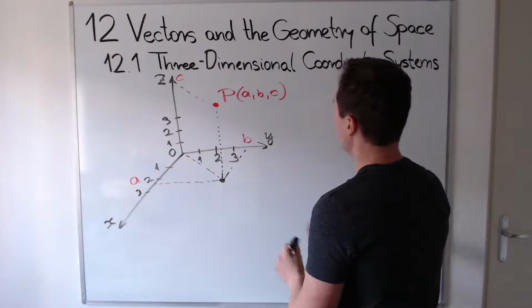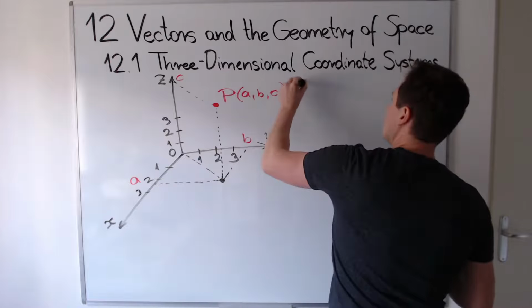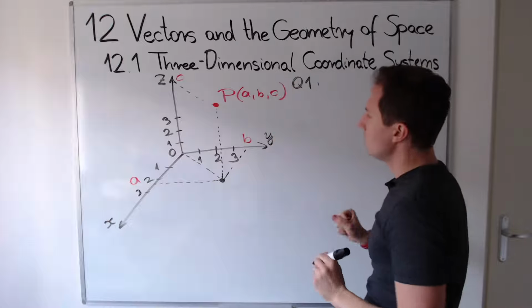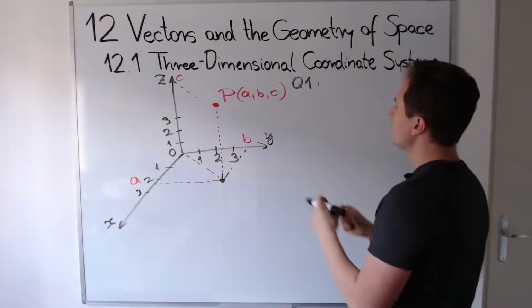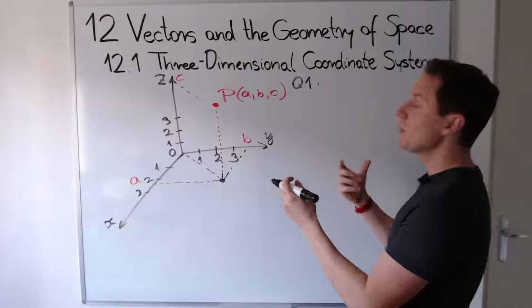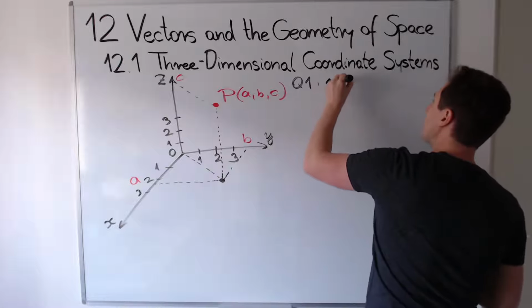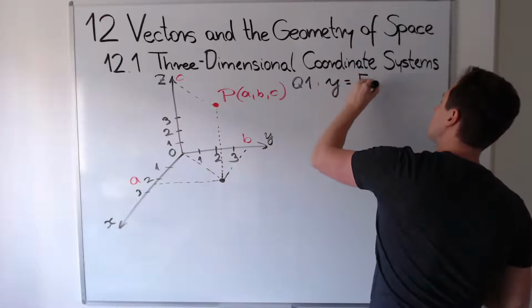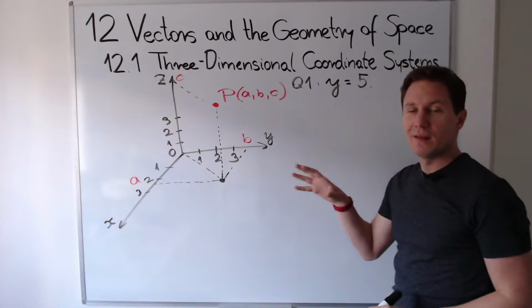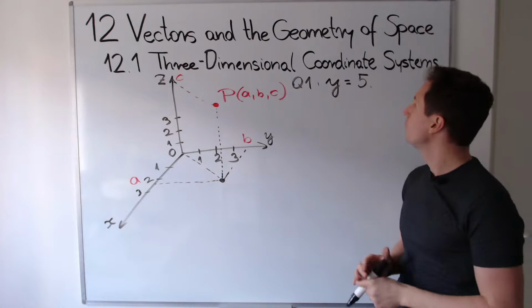And now I can ask you, my first question is, what kind of geometric object in 3D space is represented by the equation y equals 5? So pause the video and select your answer below.